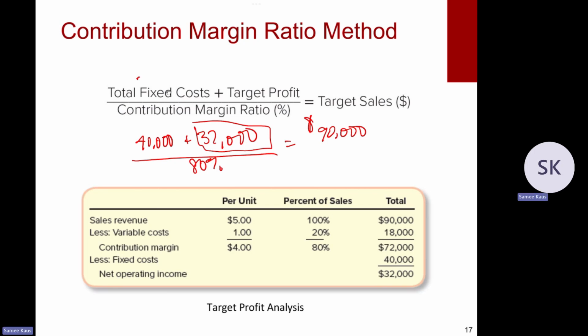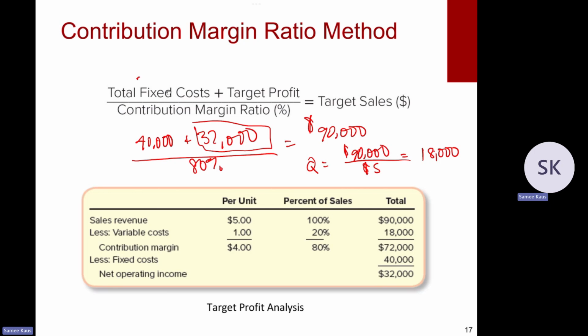So what you could do as well is now you could say, okay, well, how many units is that? If I wanted to translate these dollars into units, all I need to do is take my 90,000 in sales divided by $5 in sales revenue per unit. And if I pull up my handy dandy little calculator, I'm going to see that I need 18,000 units in order to generate $32,000 in profit. Again, you should be seeing that number and saying, yep, I've seen that before. That makes sense because I've just used a different method to tell me the exact same information.